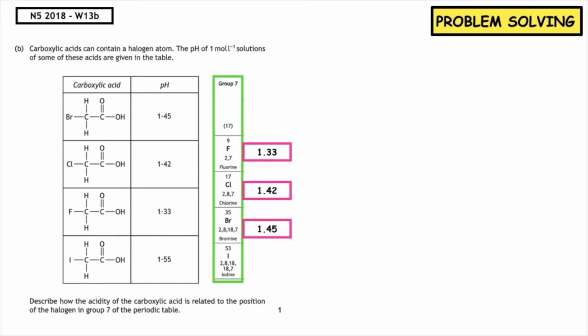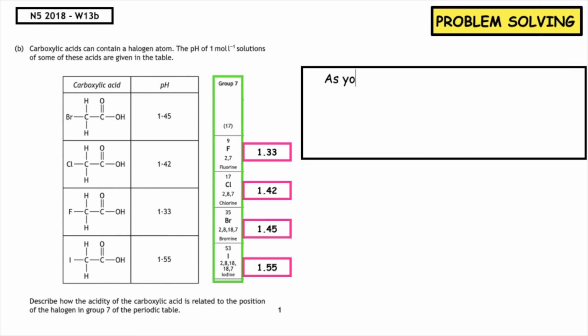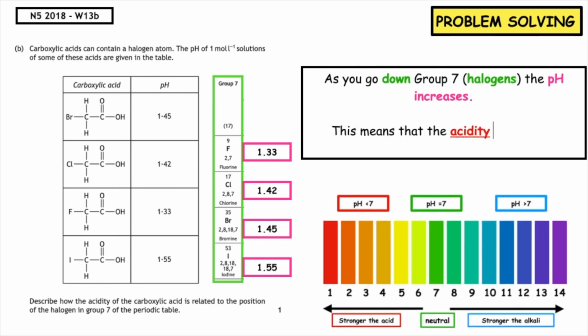So we can see 1.33, 1.42, 1.45 and 1.55 for the iodine on the carboxylic acid. What we can see is as you go down group 7, that's the halogens, the pH increases, but the question doesn't actually ask us about the pH, it actually asks us about the acidity. And this means that the acidity of the acid decreases as the number gets closer to 7.